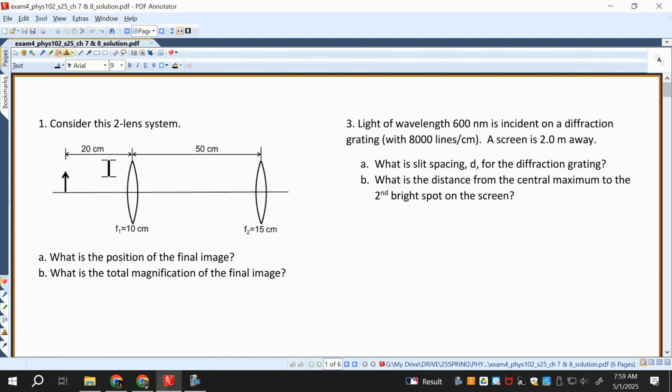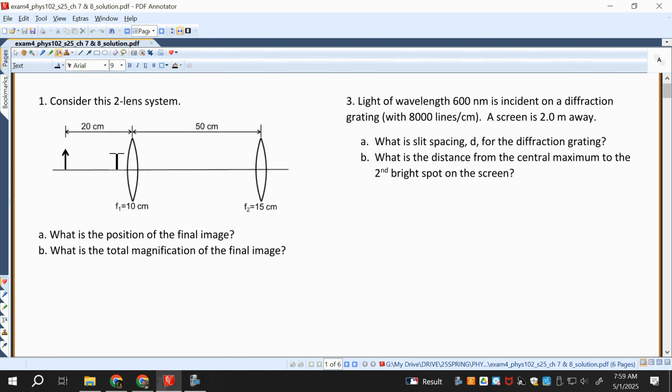All right, this is exam 4 for spring 25. I have this 2N system. I want to know where is the final position and the final magnification of the image. So first I will take it as the first lens, considering that P1 is equal to 20 centimeters.